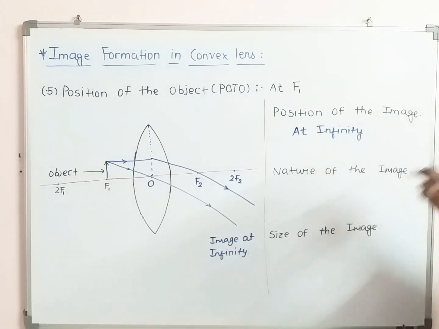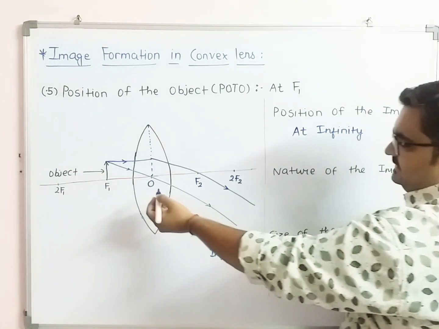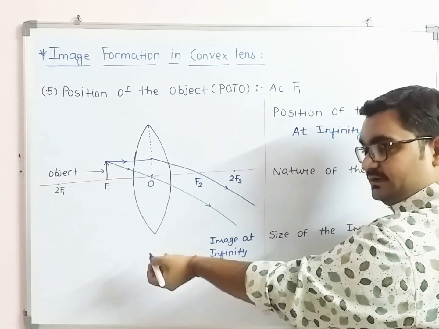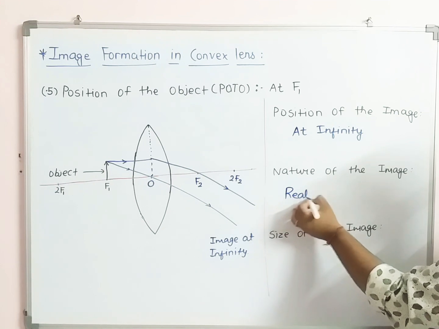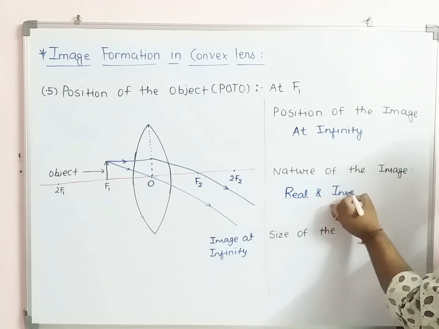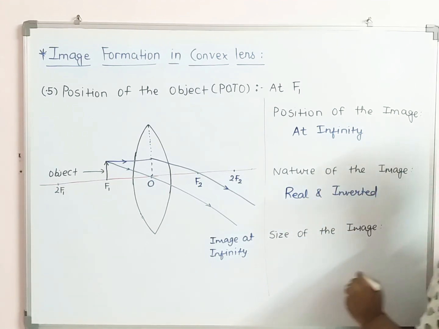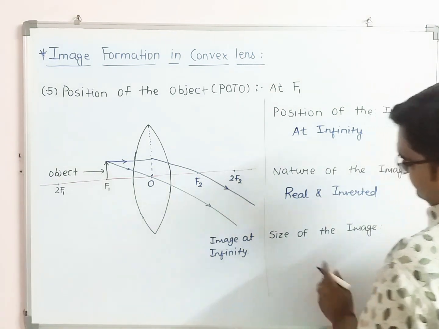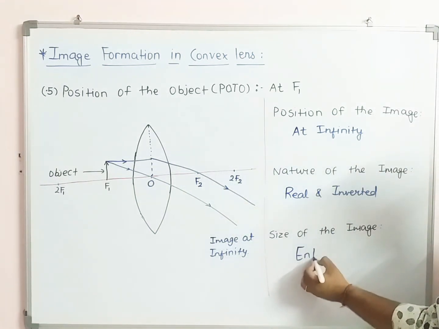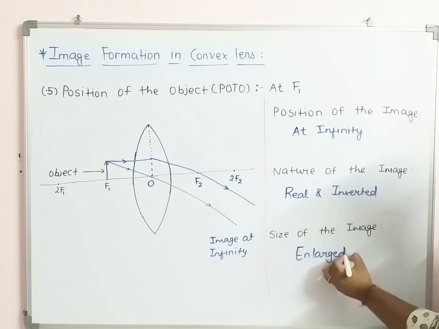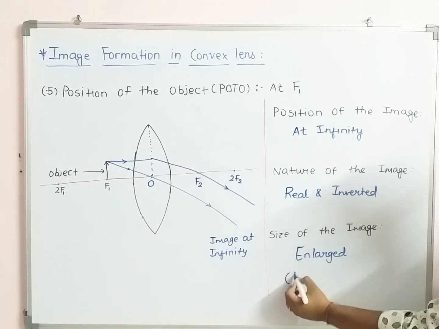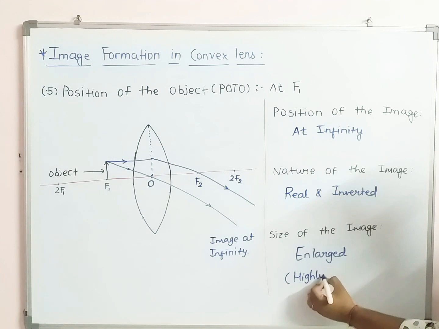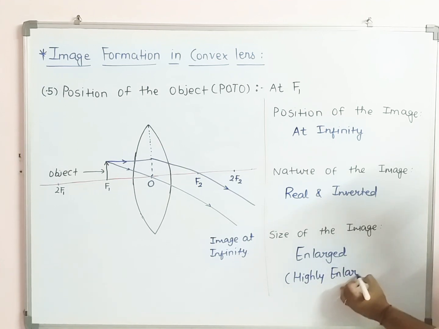Now what is the nature of the image? So here we can see both rays are converged. So we can say that the nature of the image is real and inverted. And what is the size of the image? So it is enlarged, or in other words we can say that it is highly enlarged.